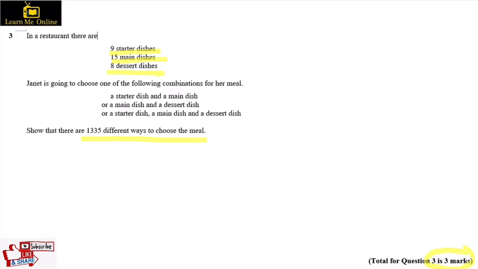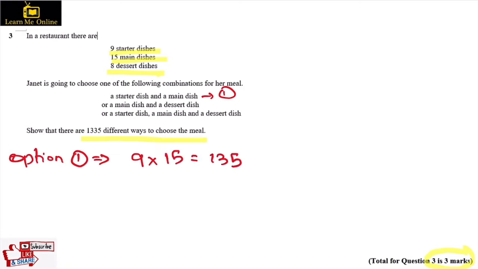I'm going to start with the first one now. The first option is the starter with the main. So how many starters are there? I'm going to write down option 1. Starters, how many are there? 9. And it goes with the main dish. How many main dishes are there? 15. So the multiplication of that would be 135.